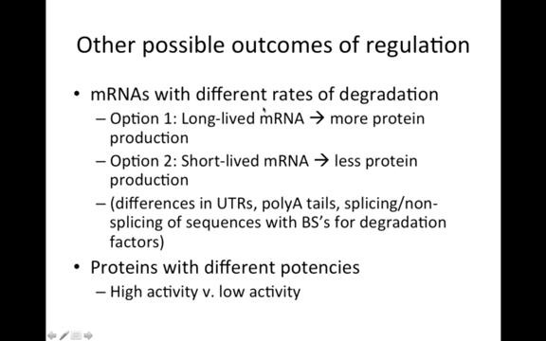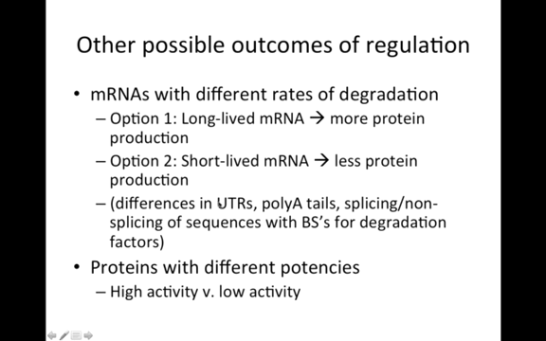Well, what that means is that the long-lived one is going to produce more protein because it's around for more time, and the short-lived one will produce less protein. So this is another way of subtle regulation: producing two mRNAs that both produce protein, but one of which is around for longer.